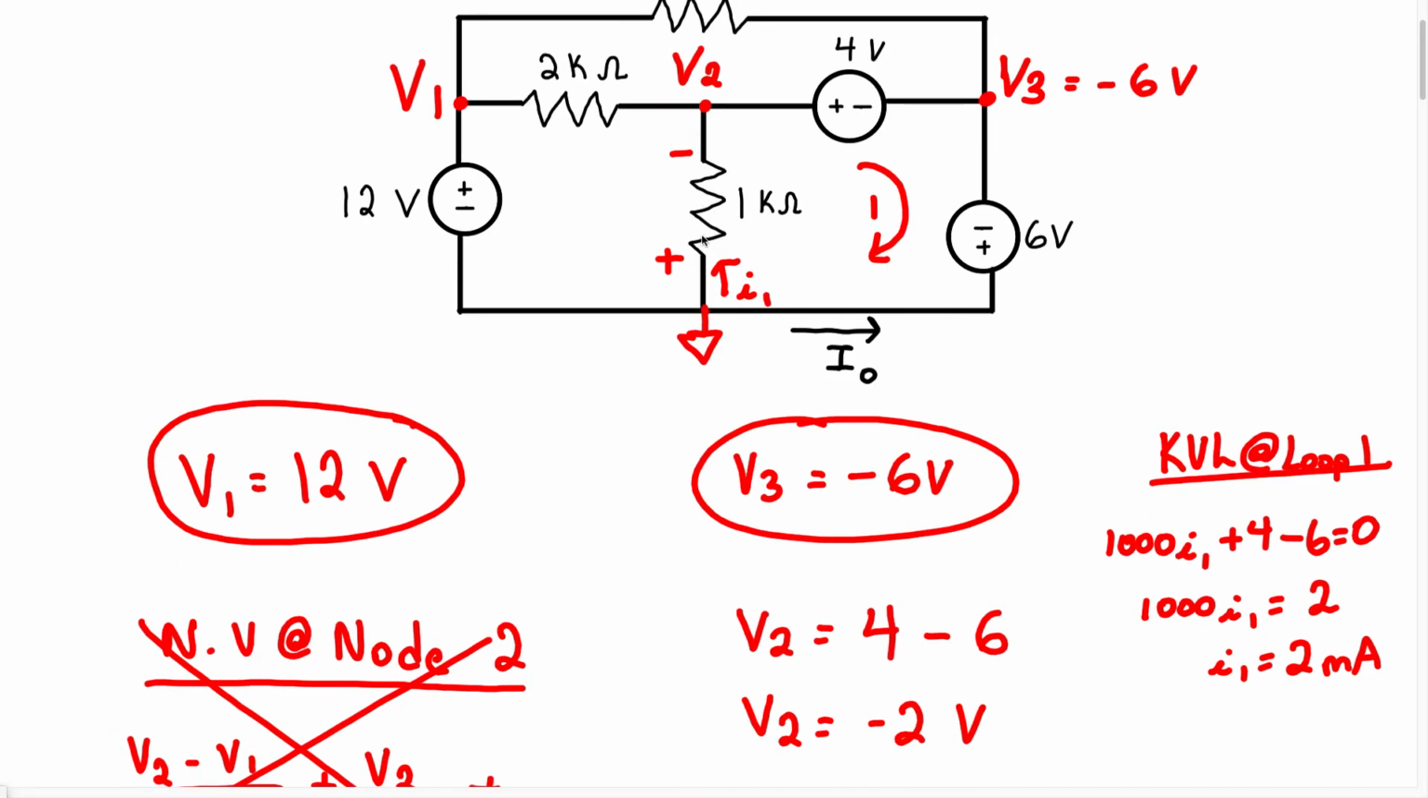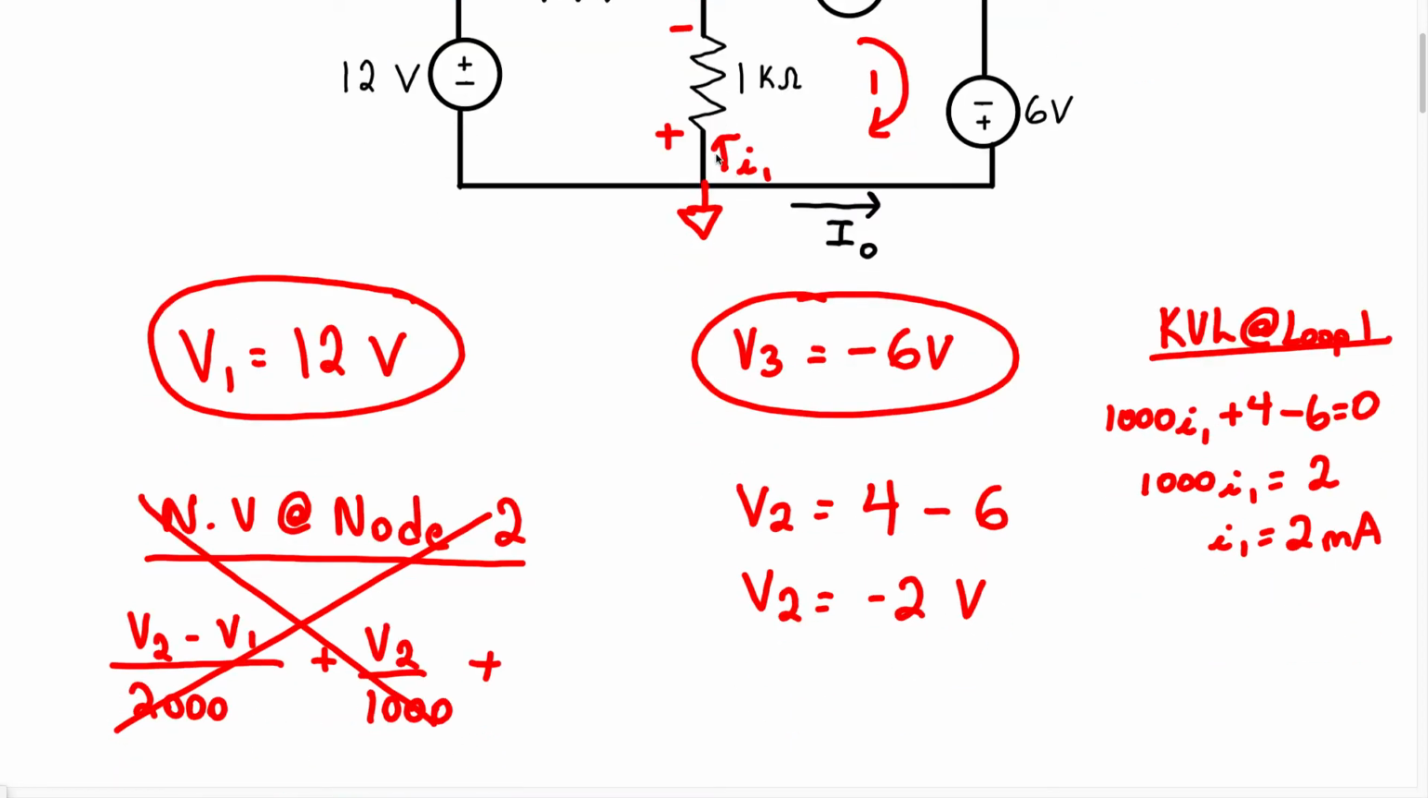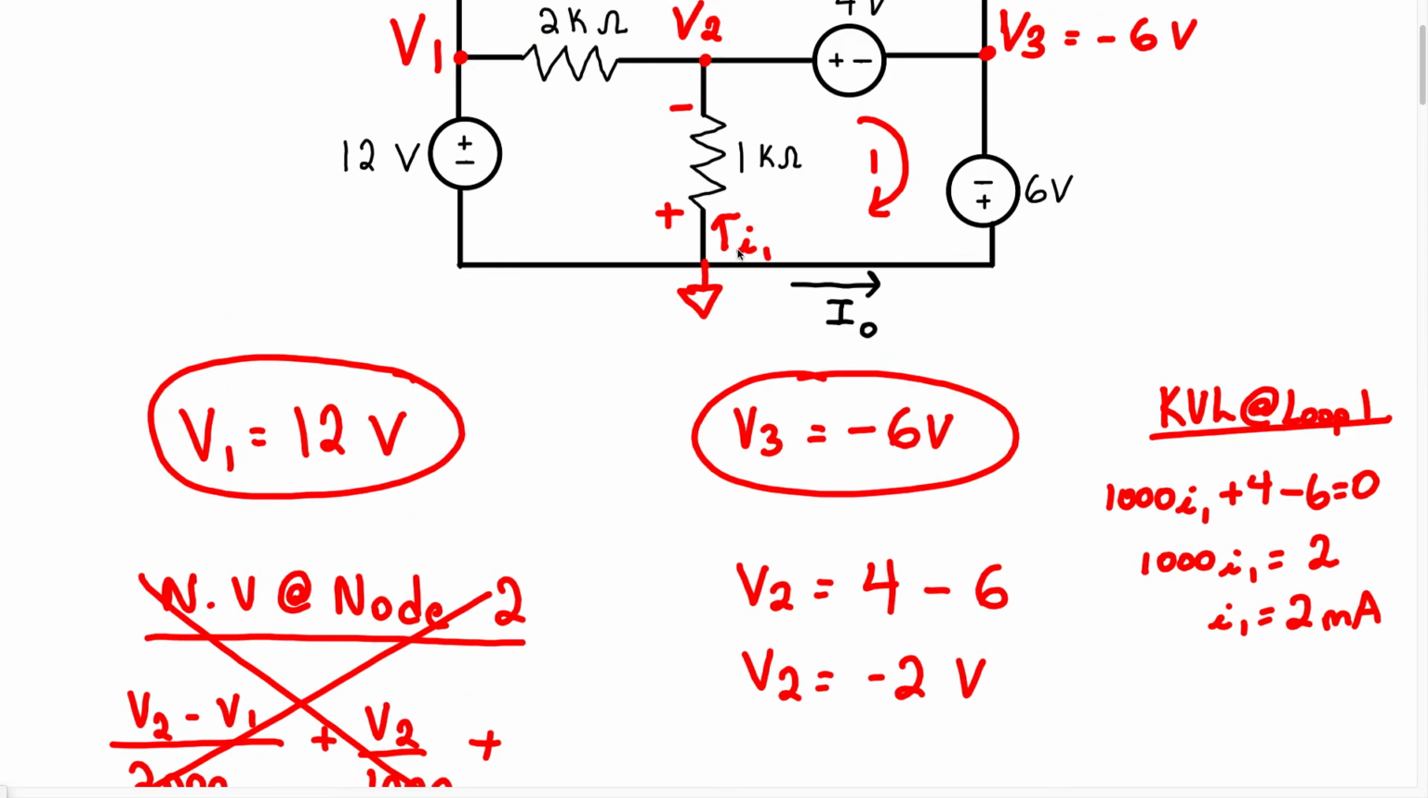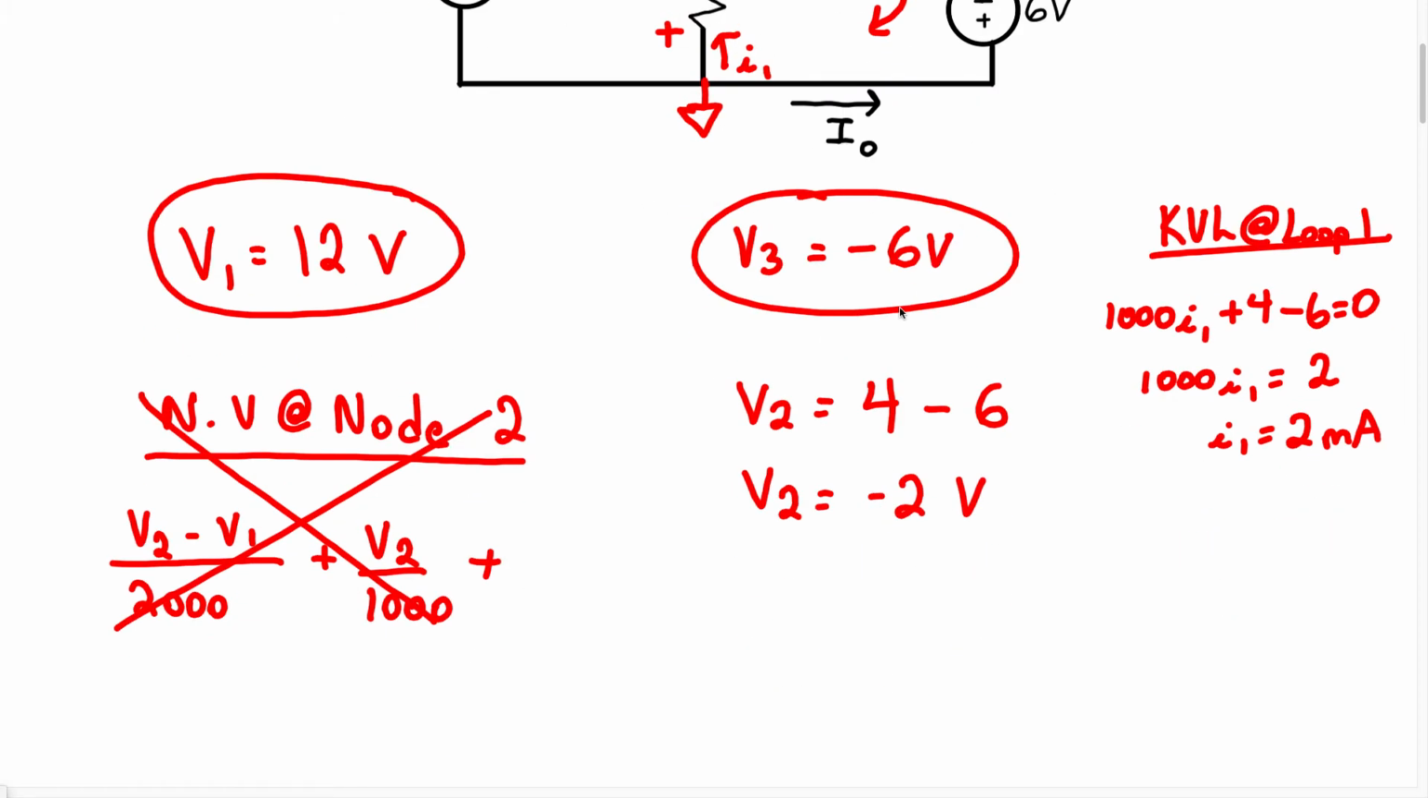Therefore, to find the voltage at this resistor, we're just going to use Ohm's law. We know the current flowing through it, and that's going to be 2 milliamps multiplied by the value of that resistor, which is 1K. So we can say V2 equals 2 milliamps multiplied by 1 kilo ohm. When we solve for that, the voltage across that particular resistor is going to be 2 volts.